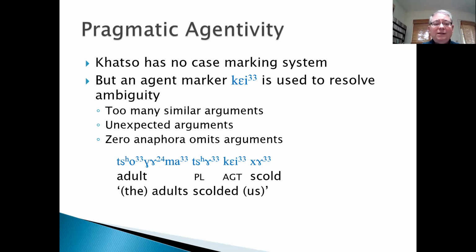The only way to know is to look to see if there is gay or not. In this instance, there is gay. That tells us the adults are scolding someone, and in this particular case, they're scolding the narrator of this story. If gay were not in this clause, then we would understand it as somebody scolded the adults, right? So gay is useful, but not obligatory, only used when pragmatics requires it.